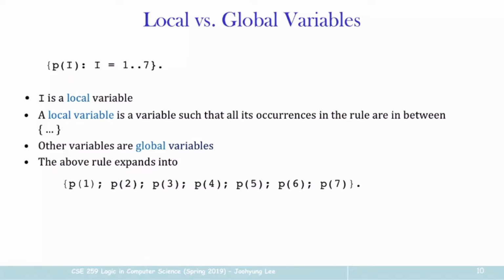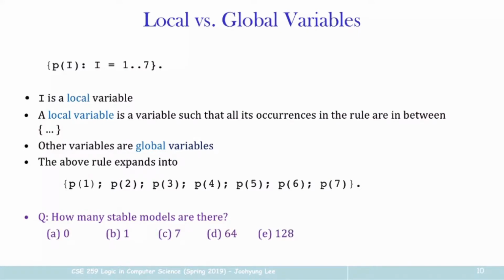All right, so a local variable and then a global variable. Let's actually look at the answer to this question. Let me open Socrative and try to answer these questions. You already know what choice rules are. So, how many stable models are there?